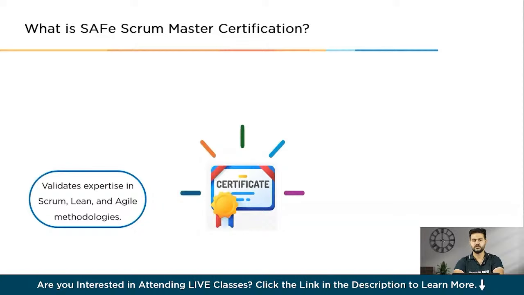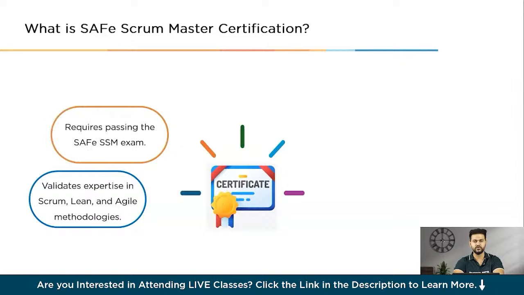SAFe Scrum Master Certification is a badge that shows you know your stuff when it comes to Scrum, Lean, and Agile ways of working. It's like a stamp of approval that says you are great at managing Agile projects, especially in big companies. To get this certification, you have got to prove you really understand SAFe principles and how to use them in real situations. There's an exam you have to pass called the SAFe SSM exam. It tests what you know about the SAFe framework and how you would handle different challenges.